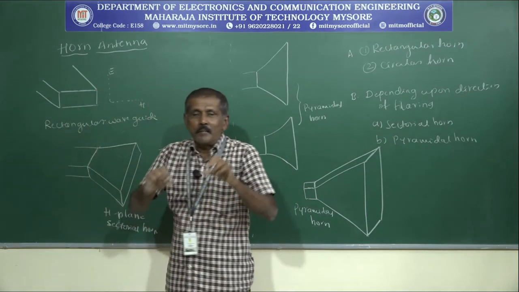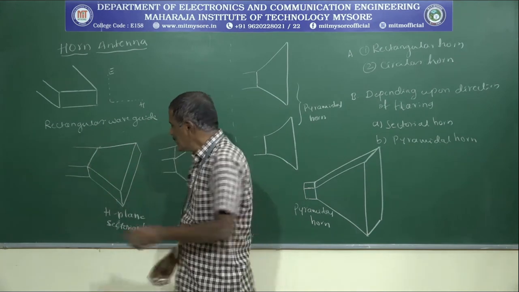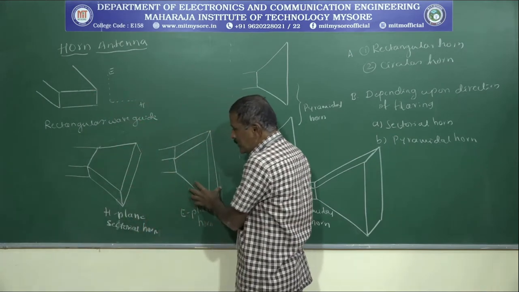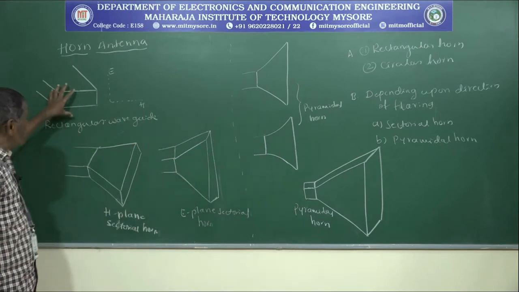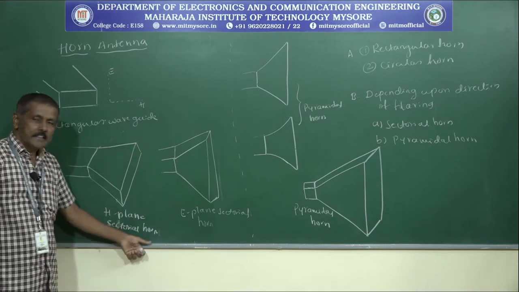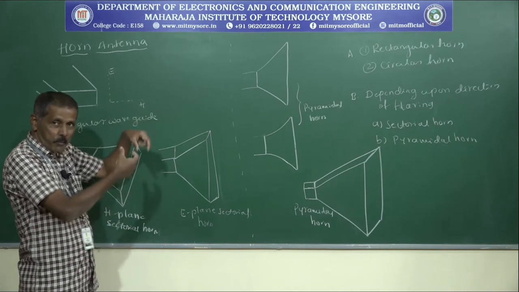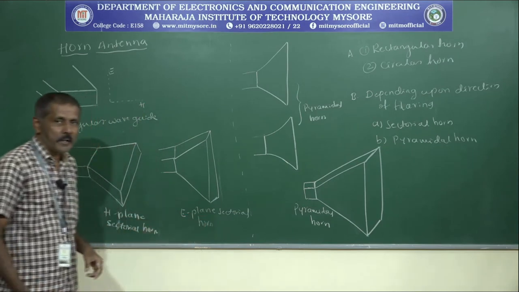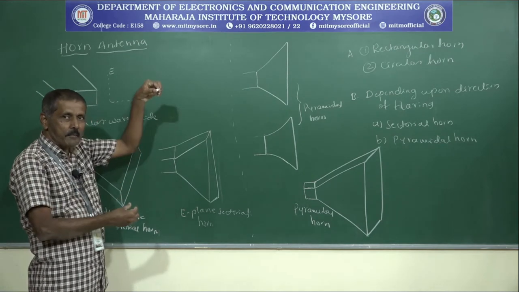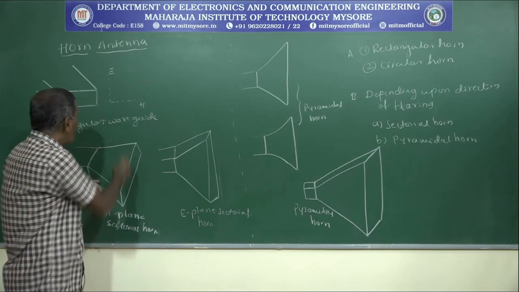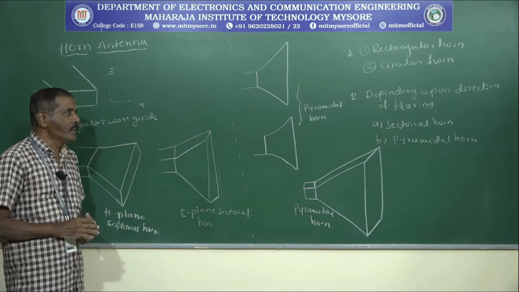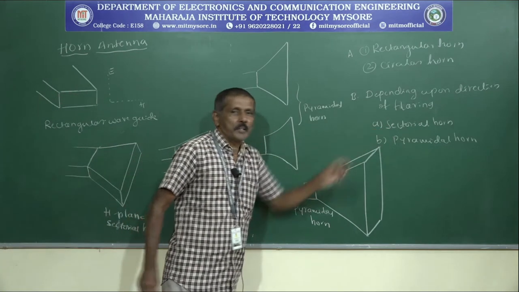So, if this side of the waveguide is flared in the horizontal direction, then the waveguide looks like this. And the same waveguide, if it is flared in the vertical direction, then it looks like this. Then, if one side of the waveguide is flared in the horizontal direction, it is called an H-plane sectorial horn antenna. And if it is flared in the vertical direction, then it is called an E-plane sectorial horn antenna. That is, if the waveguide is expanded in the vertical direction, it is called an E-plane sectorial horn. And the same horn antenna, if flared in the horizontal direction, is called an H-plane horn antenna. Such antennas are called sectorial horn antennas.